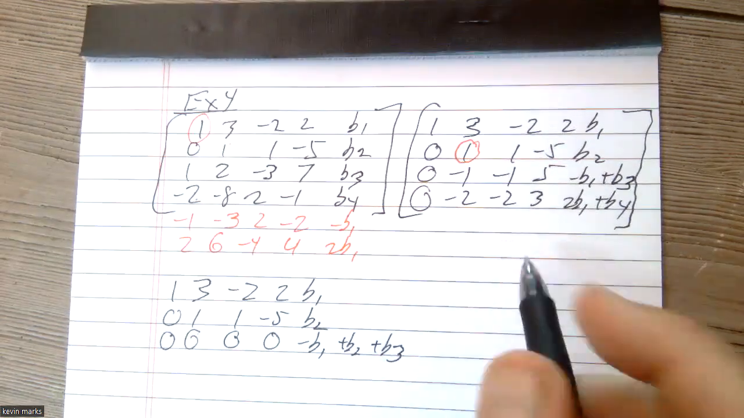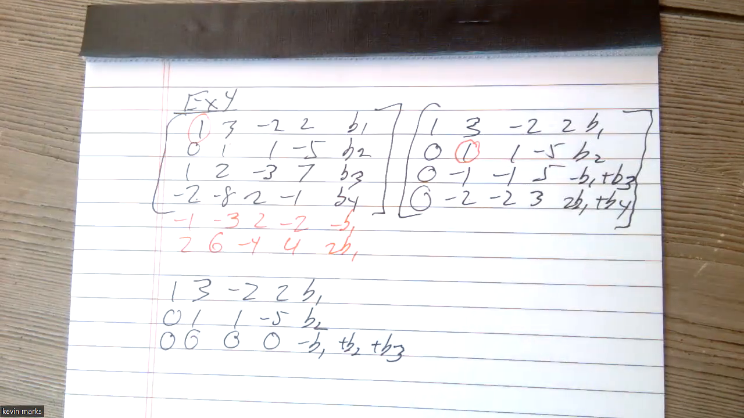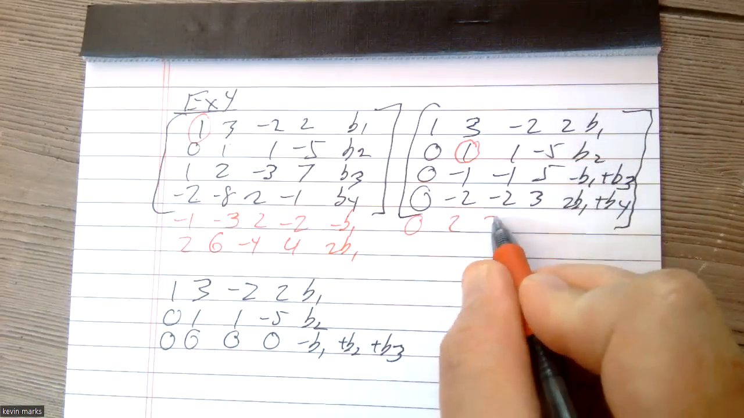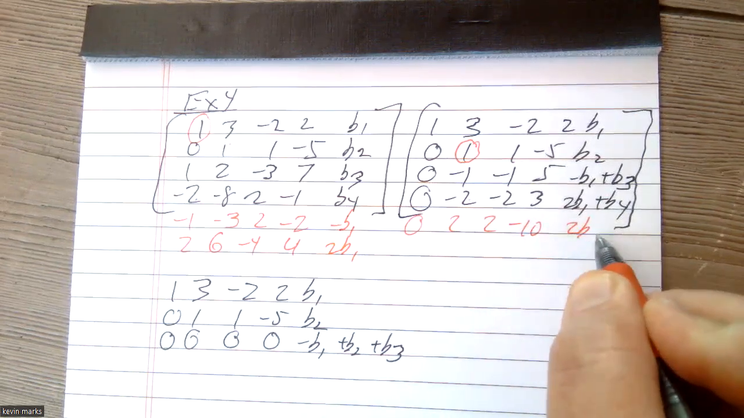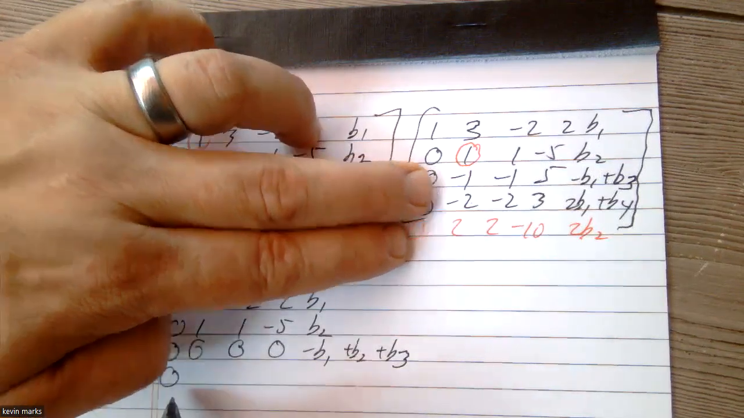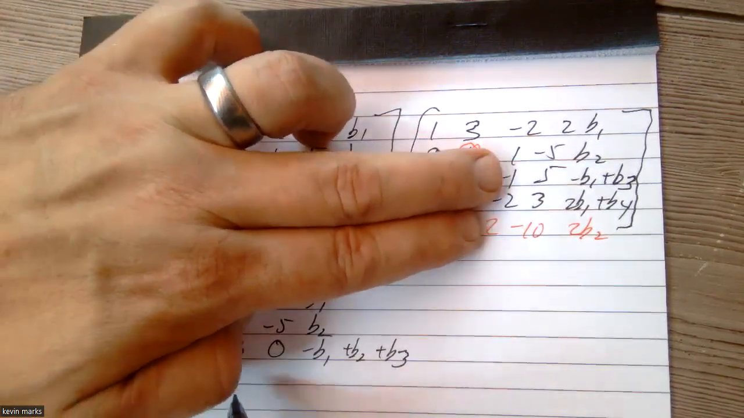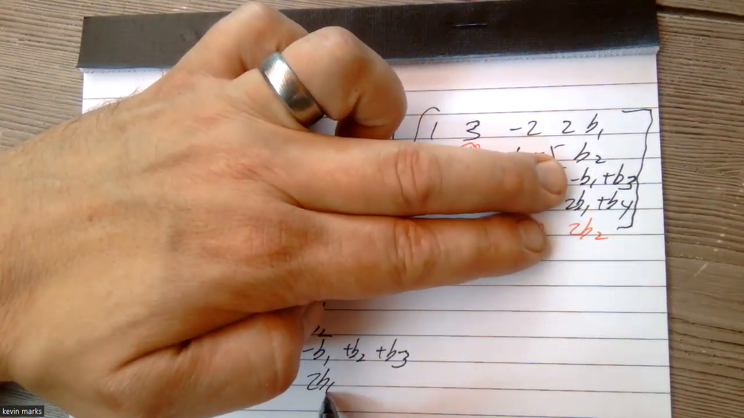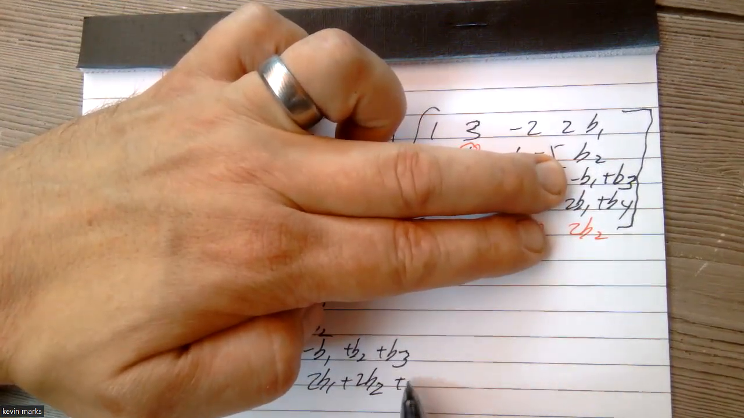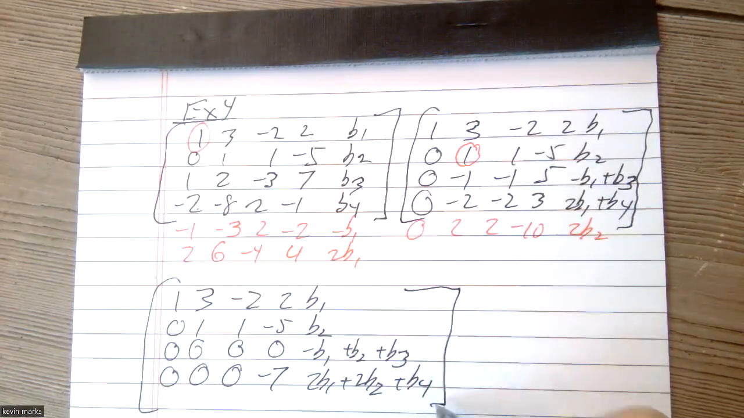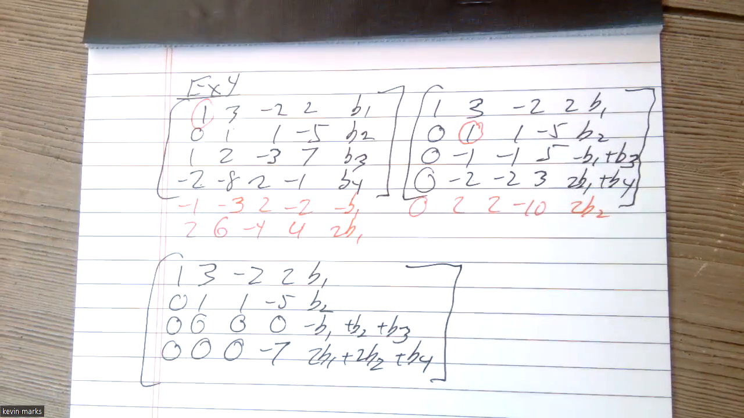Then ideally I'd want a 0 here as well, but I can do that by multiplying this by 2, so 0, 2, 2, -10, 2b2. That last row now is going to be 0, 0, 0, -7, and then 2b1 plus 2b2 plus b4. And I don't know if you see it yet, but we're done.